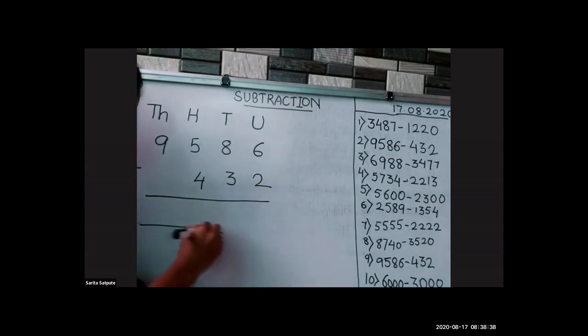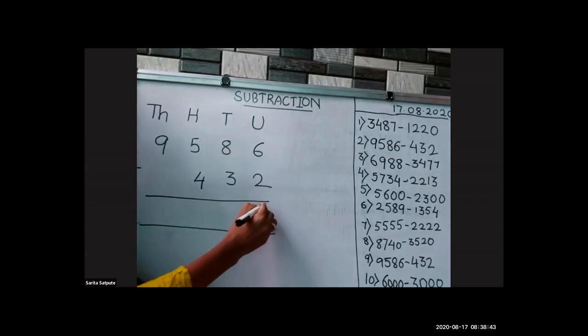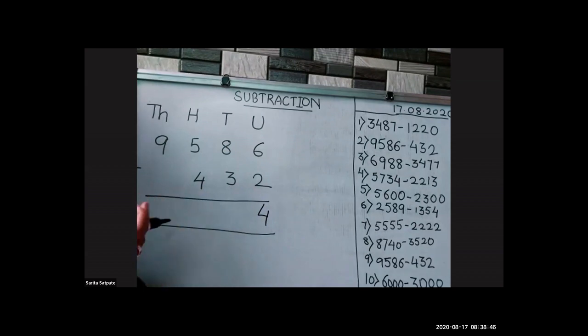So now we are going to subtract it. Just tell me the answer. 6 minus 2, 4. See how spontaneous you are, giving the answer very quickly. 8 minus 3, 5. Good, good. 5 minus 1, 4? And what will come here? 9. Good. So read the answer. 9,154. Okay, 9,154. Very good, very correct.